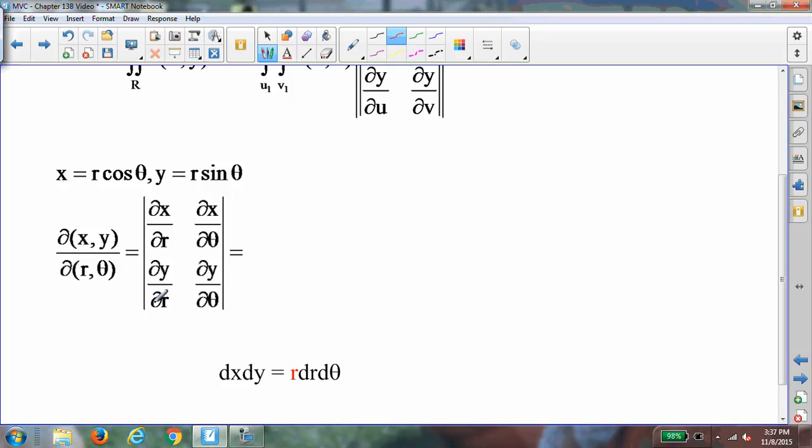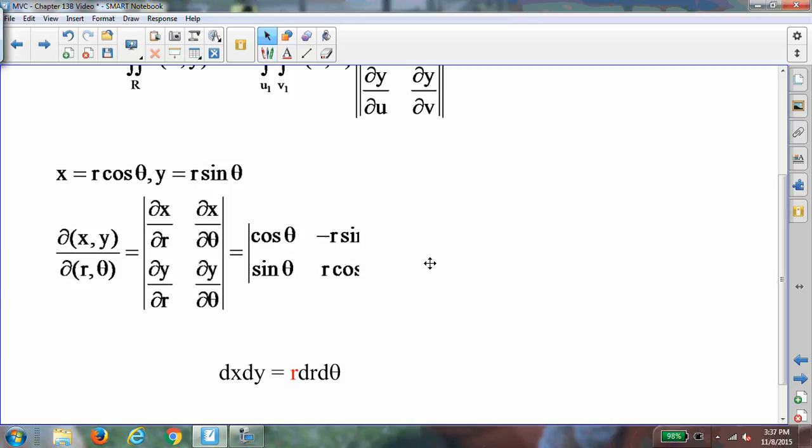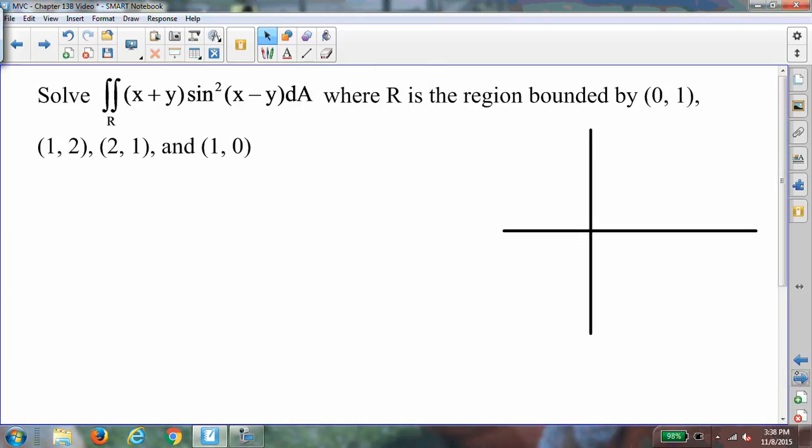You do have to solve for the x and y equations. You can't do this in terms of r's and thetas and just reciprocate it. But notice, if I were to set this up, dx dr would be cosine theta, dy dr would be sine theta, and there's my negative r sine theta, r cosine theta for the dx d theta, dy d theta. If I take the determinant, I get that, which simplifies to r, and that's where the conversion dx dy equals r dr d theta comes from.